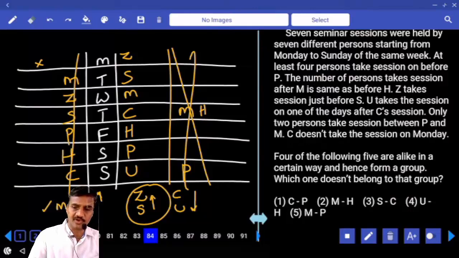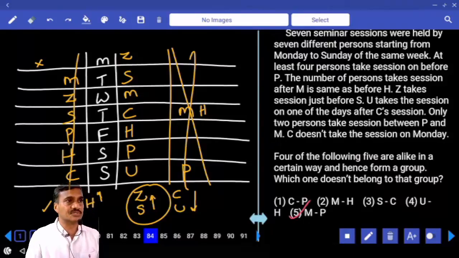And 4 out of the following. C and P, there is 1 person. M and H, there is 1 person. S and C, there is 1 person. U and H, there is 1 person. M and P, there are 2 persons. And so what is your answer here? Choice 5 is the answer. 84, it is choice 5.